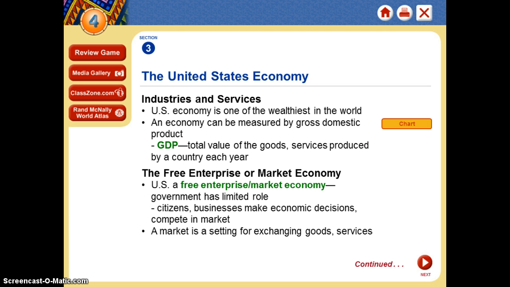Now, in a free market economy, a free enterprise or market economy that we have, the government should typically play a limited role. They leave it up to the citizens, the individual consumer, and individual businesses to make the economic decisions. And they compete in the marketplace. Now, the marketplace is a setting where goods and services are exchanged.